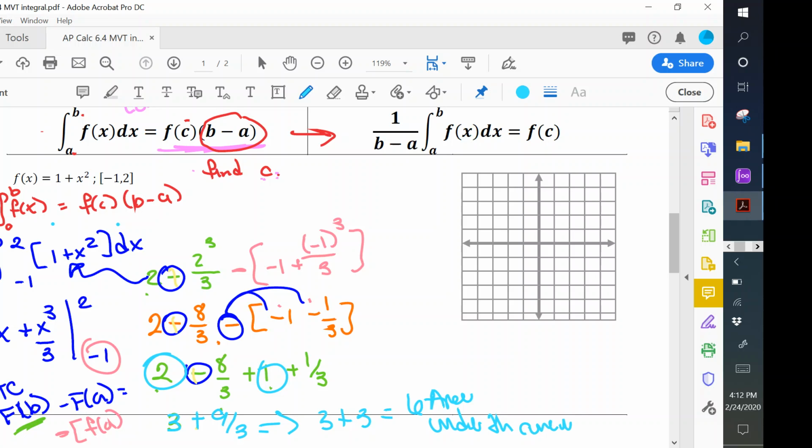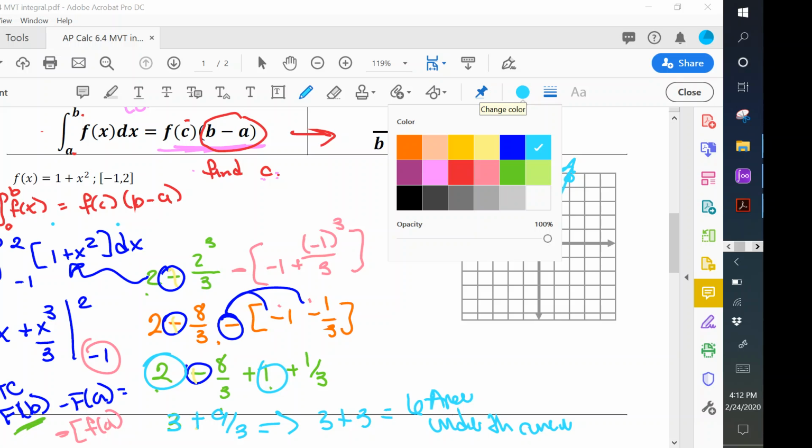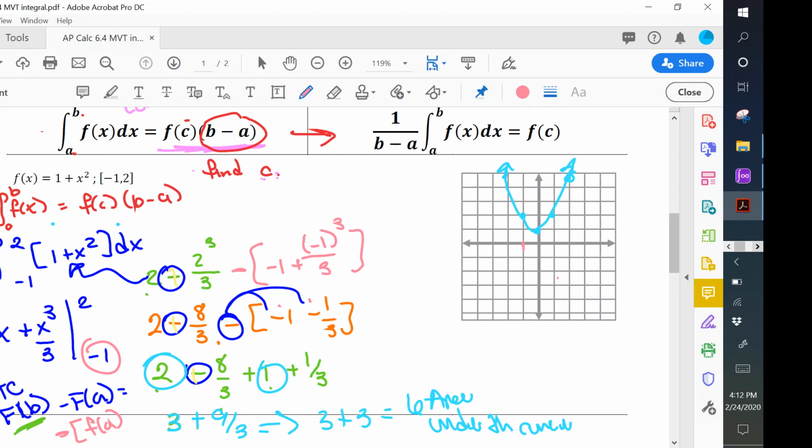Pretty cool. So if we were to draw this, this is 1, and this is x squared, like this, and then 2, and it gives me 1, 2, 3, 4, so something like that, and it just reflects over. So we're saying that this graph from -1 to 2 has an area of 6. All of this pink stuff is an area of 6.